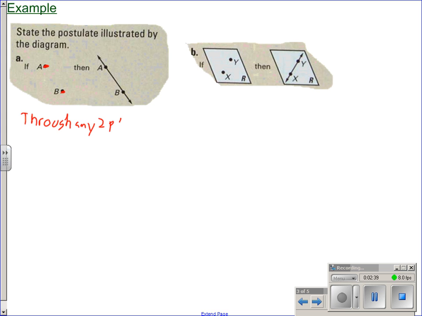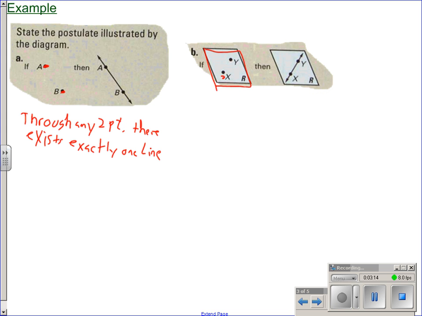Through any 2 points. That's your points, A and B in the picture. There exists exactly one line. And that's our line AB. Okay, so we're making this statement. We know this statement is true because of this postulate. That's the idea of deductive reasoning. We're making a statement, but it's backed up with known things, or things that are believed to be true and accepted as true. For part B, we have a plane R.